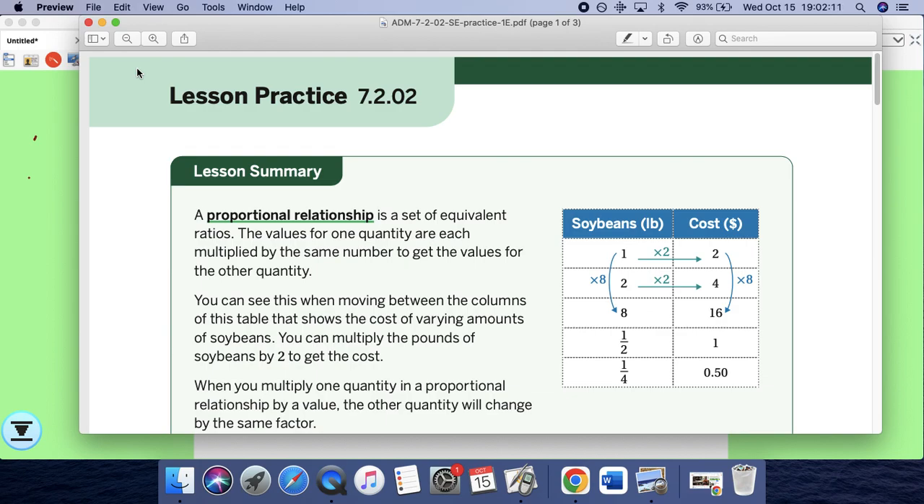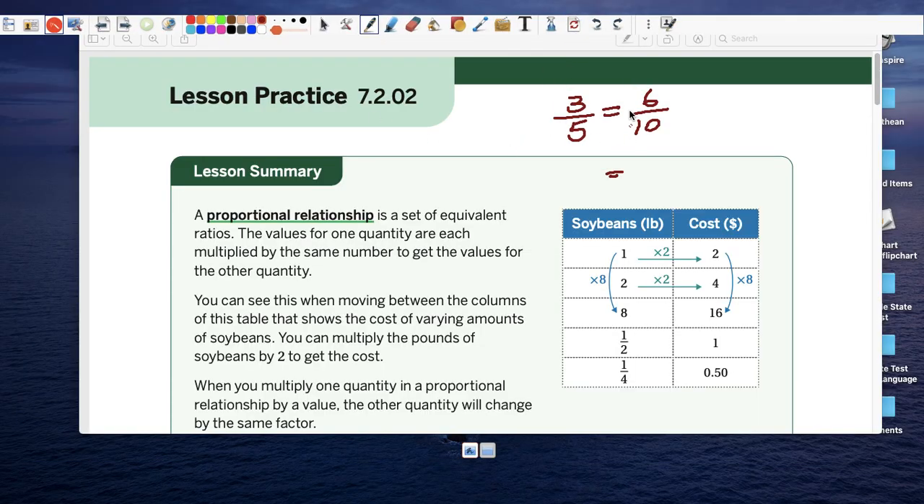7.2.02. That's the start date. Welcome to the enterprise. So we talked about proportional relationships. It's literally just asking whether two ratios are equal. Let me pick two ratios here, 3/5 and 6/10. Are they equal to each other?